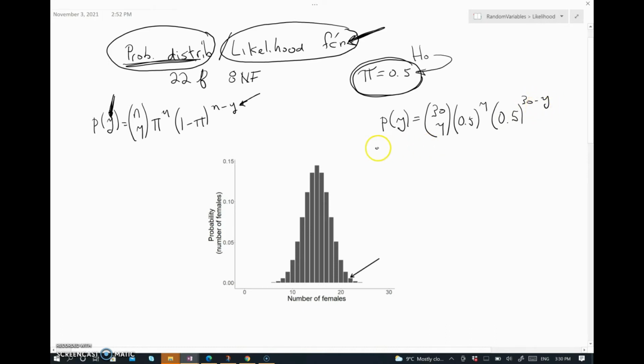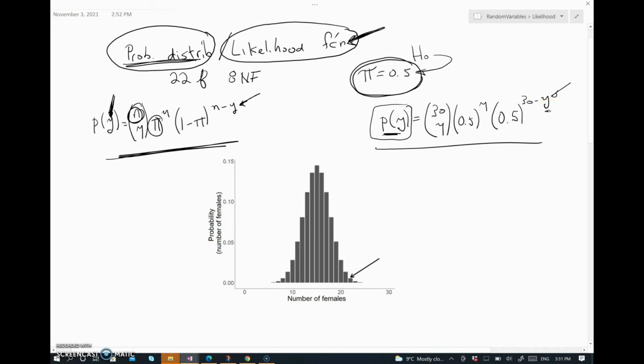So what I've done here is just taken this equation, n is equal to 30, pi is my null hypothesis of 0.5. This is a probability distribution. So this thing, p of y, is a function. And you plop in different values of y, and what comes out the other end is the probability that the random variable will take on that particular value of y when the experiment is actually done.